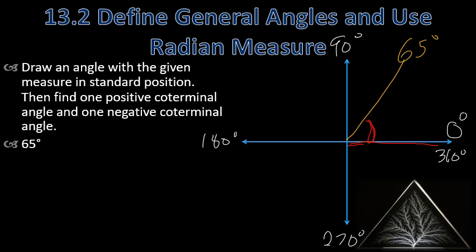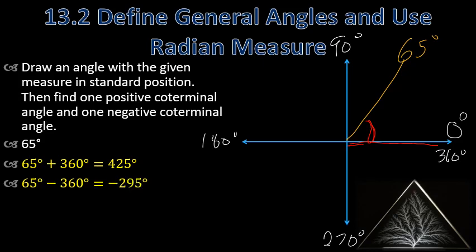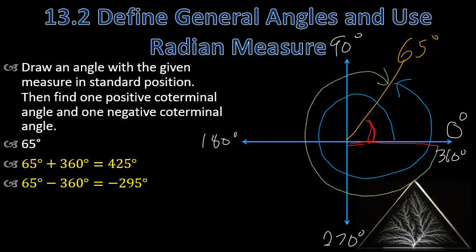All right, to get the coterminal angle, we need to add or subtract 360. So for the positive one, maybe we should add 360. 65 plus 360 is 425. To get the negative coterminal angle, subtract 360. 65 minus 360 is negative 295. So the 425 would be starting here, go all the way around, and there it is. Negative 295 would be starting here and going backwards there.